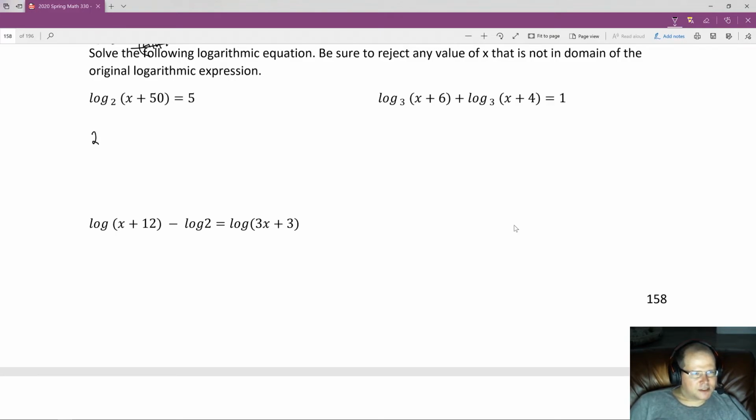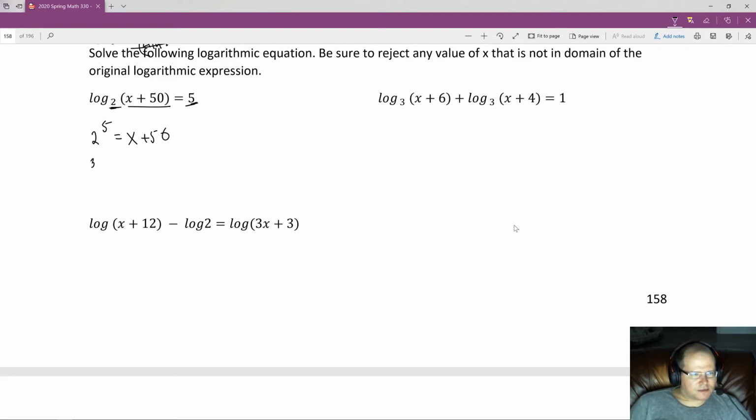So we know this is actually 2 to the 5th power. That's the base, this is the exponent, and this is the argument, what the whole thing's equal to. So that was pretty easy to set up. Now, we know the domain: basically x plus 50 has to be greater than 0. So x has to be greater than negative 50.